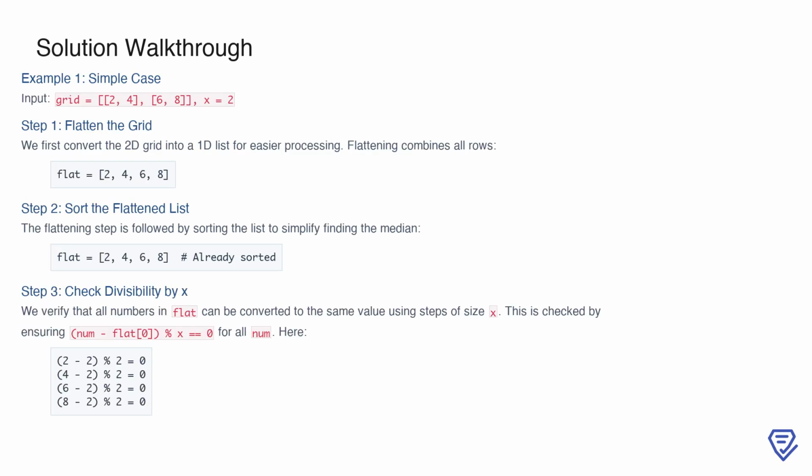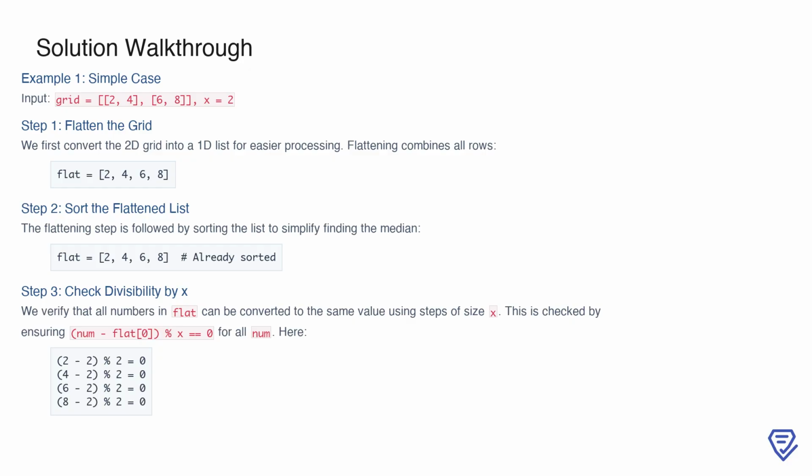Here, we're working with a simple grid example where the input grid is 2, 4, 6, 8, and x is 2. The first step is to flatten the grid, converting the 2D array into a 1D list for easier processing. When we flatten the grid, we combine all rows into a single list, resulting in 2, 4, 6, 8. Next, we sort this flattened list to make it easier to determine the median later. In this case, the list is already sorted as 2, 4, 6, 8.